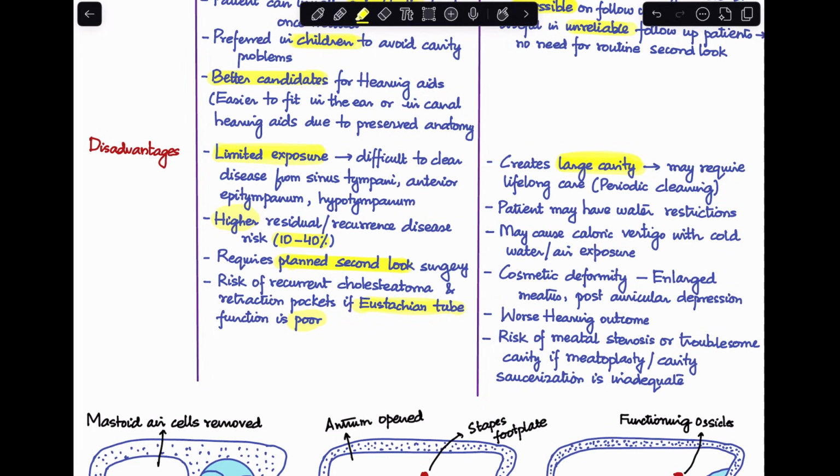Second, these patients usually have water restrictions. They cannot go swimming easily because if water enters, it can cause issues. Like it can cause caloric vertigo when there is cold water or air exposure to the canal.